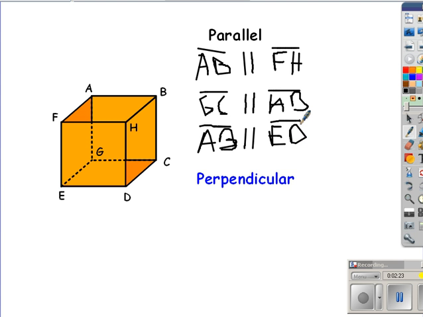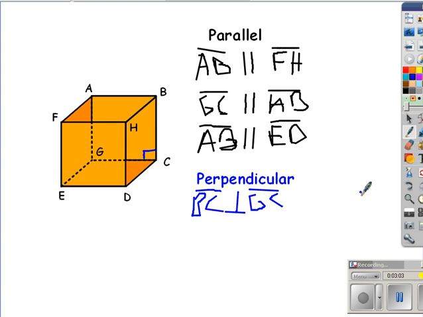Perpendicular means that the two lines intersect at a 90-degree angle. So one easy one to see might be line segment BC and line segment CG. If I look, they make a 90-degree angle there. So BC ends up being perpendicular to GC. And the symbol we're going to use to denote perpendicular is an upside down capital T. BC is perpendicular to GC.